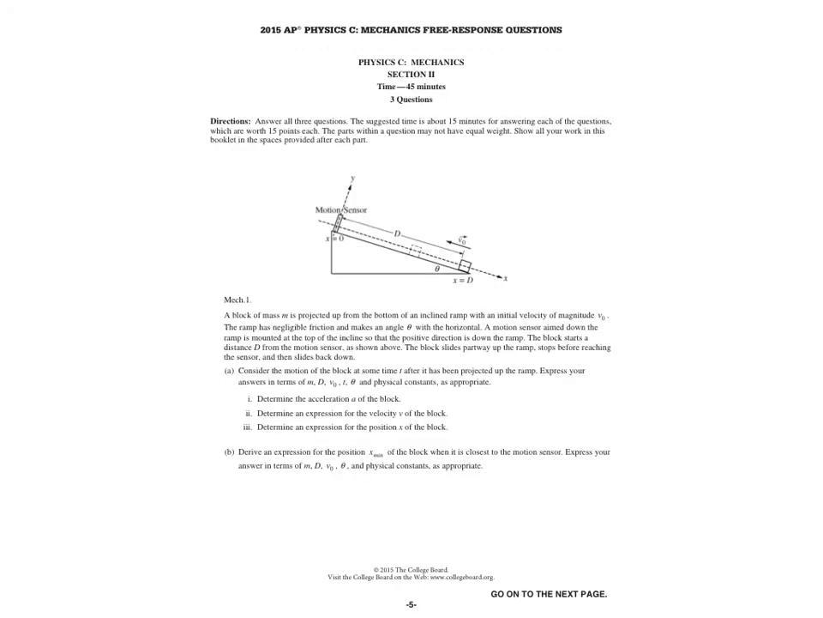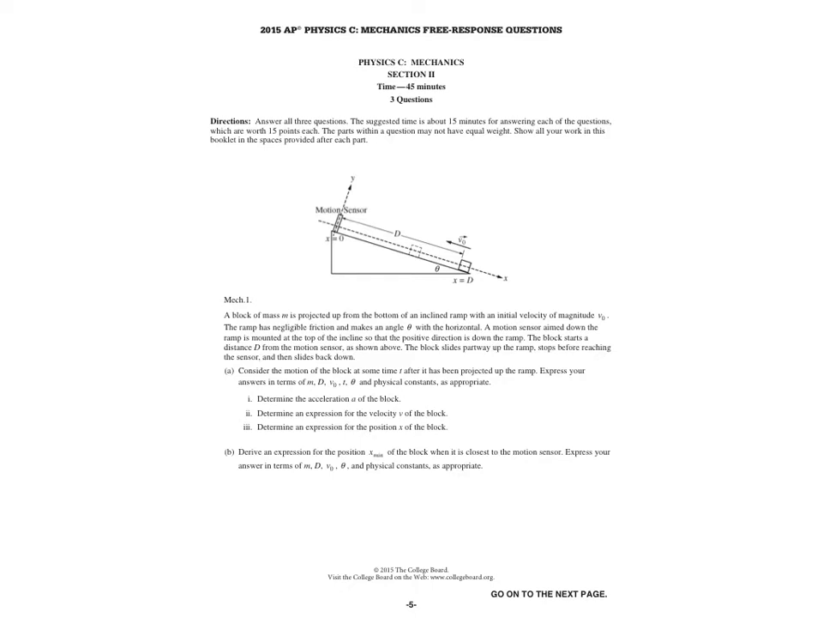So let's move on to 2015. On this one, we've got a block of mass m being projected up from the bottom of the incline ramp with an initial velocity v0. The ramp has negligible friction and makes an angle of theta with the horizontal. A motion sensor aimed down the ramp is mounted at the top of the incline so that the positive direction is down the ramp. The block starts a distance d from the sensor as shown above. The block slides partway up the ramp, stops before reaching the sensor, and then slides back down.